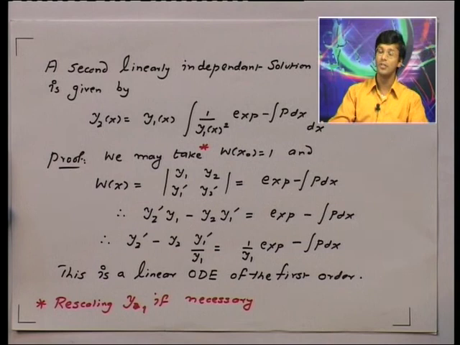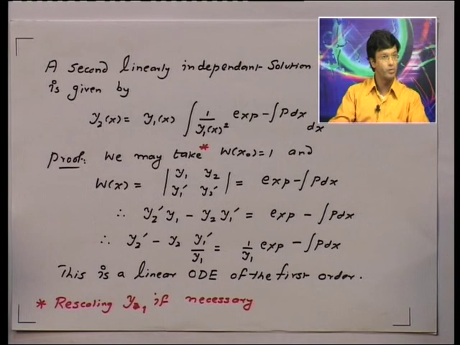So what does our differential equation become? Our Abel-Liouville formula simply becomes W(x) equal to exp of minus integral p dx, because your a_(n-1) in this case is exactly p(x), correct? Also, the Wronskian is what? The Wronskian is the determinant of y1, y2, y1 prime, y2 prime. And the Wronskian W(x0) is assumed to be 1. So, it is exactly exp of minus integral p dx. So, expand the 2 by 2 determinant, you get what? y2 prime y1 minus y2 y1 prime equal to exp of minus integral p dx, right? Now, divide by y1 squared.